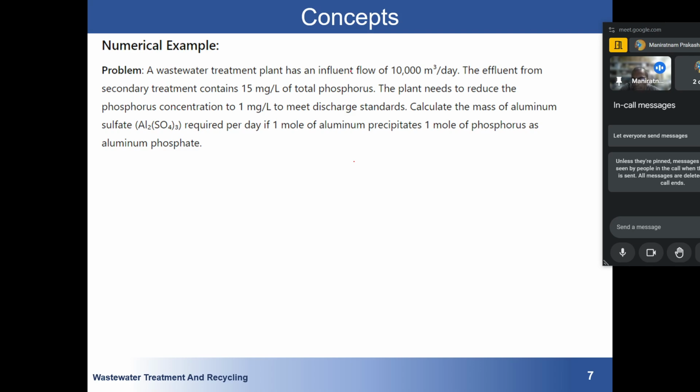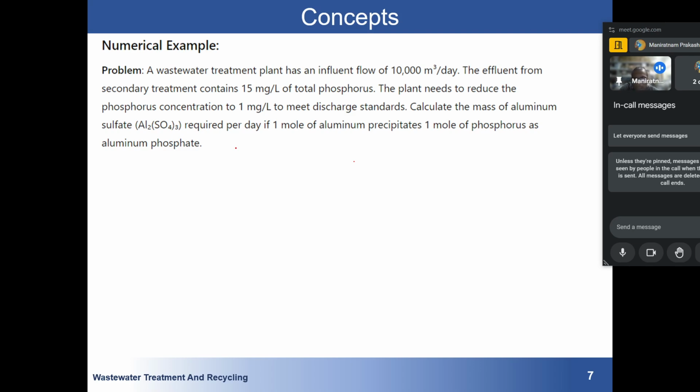A wastewater treatment plant has an influent of this much cubic meter of water coming per day. The effluent from the secondary treatment contains this much phosphorus. The plant needs to reduce the phosphorus concentration to 1 milligram per liter. So initially this much is coming in and this much is going out, and you have to remove the difference. Generally you can expect this kind of question. Calculate the mass of aluminium required per day if 1 mole of aluminium precipitates 1 mole of phosphorus. This question is very easy because they have already given that this much alum precipitates this much phosphorus.